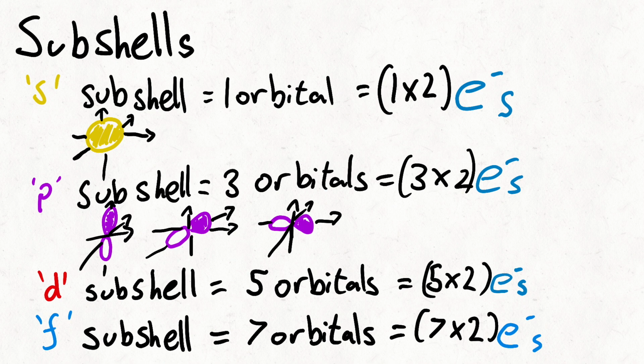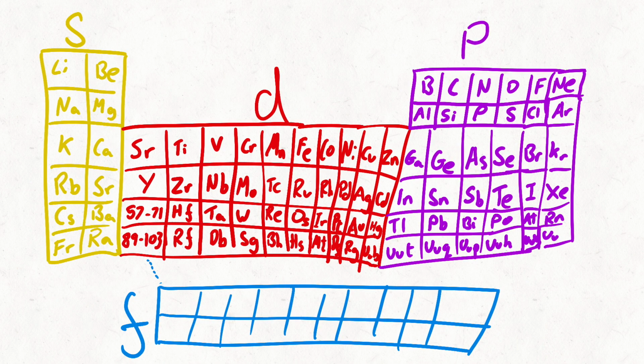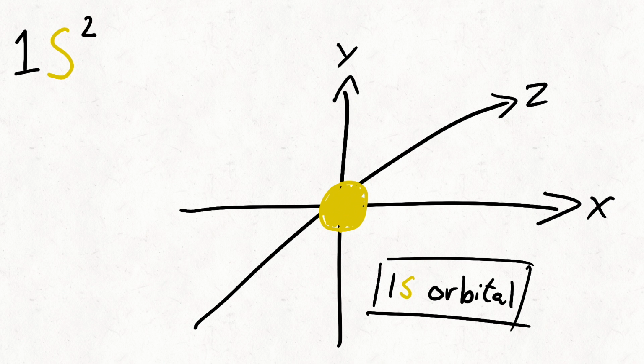You need to remember these for the exam, and the shapes of the S and P orbitals. If we look at the periodic table, you can divide it into S, P, D and F regions. These orbitals fill up starting from the 1s orbital, the s orbital in the first shell. This is the lowest energy orbital.